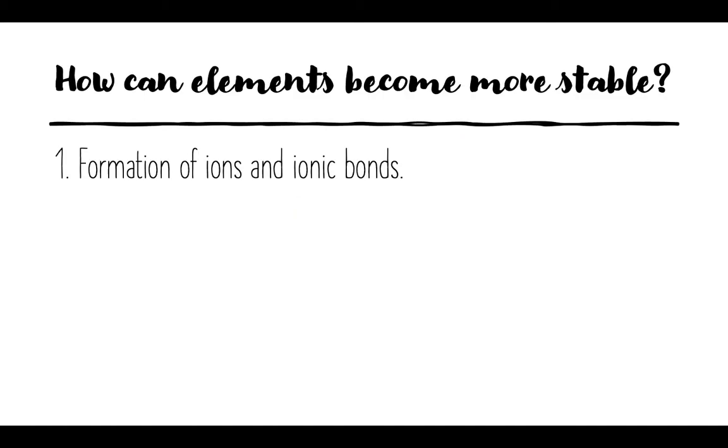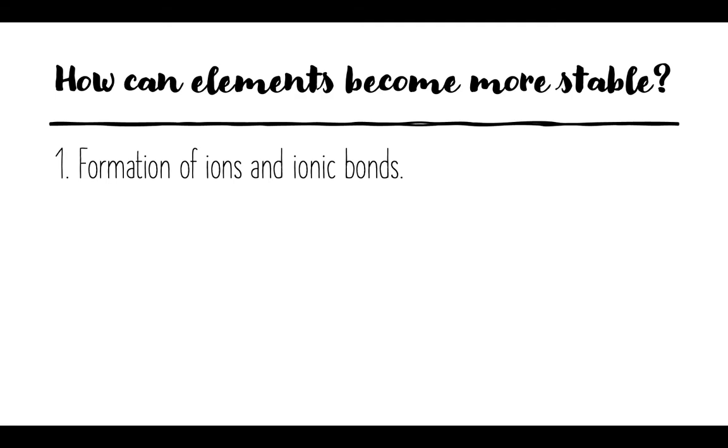So how can elements become more stable then? That was a question we were looking at to start the middle of this lesson. The first way that we've looked at is the formation of ions and ionic bonds. So we've looked at metal atoms giving up electrons and non-metals accepting those electrons, becoming positive and negatively charged, and those opposite charges forming a bond.